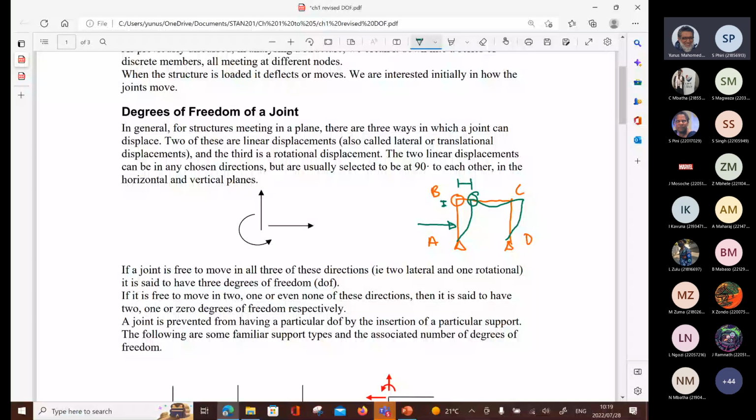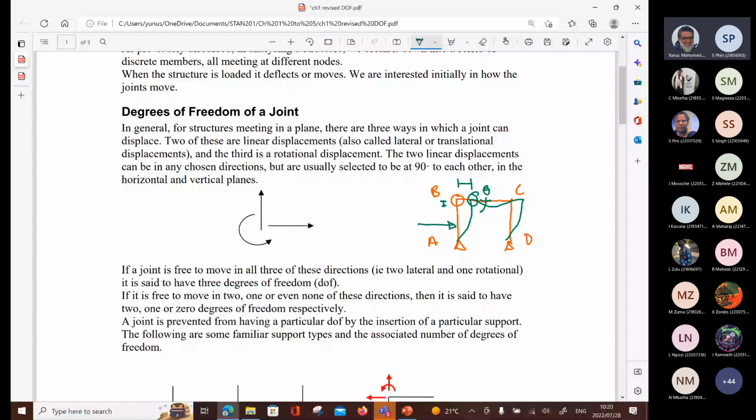Are you with me? Does everybody understand? When we come into the classroom, I will show it to you with a little model so you can understand it even better. In general, this is what can happen at any node: 3 possible displacements. Possible, not always, but 3 possible displacements.